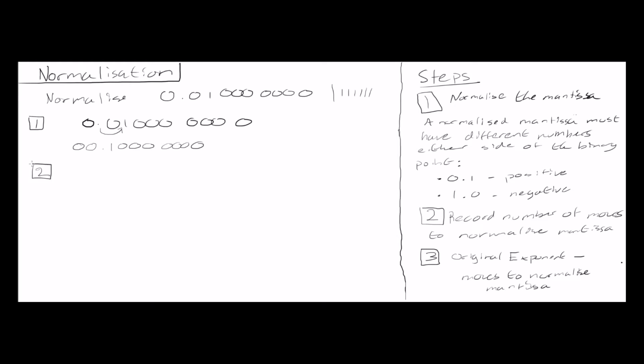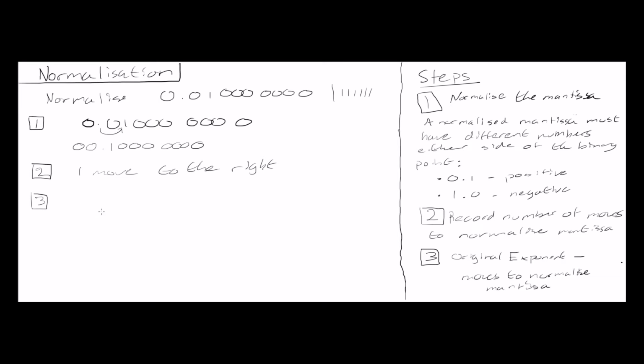And the second part is we've got to record the number of moves to normalize our mantissa, and for this one it was just one move to the right. And we've now got to compensate for what we did here, because if we just wrote out our floating point number with this mantissa and this exponent, then it would be a different number to what our floating point number is here. So we've got to compensate for the change that we made here by changing the exponent.